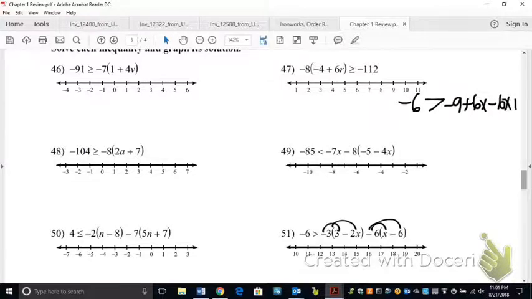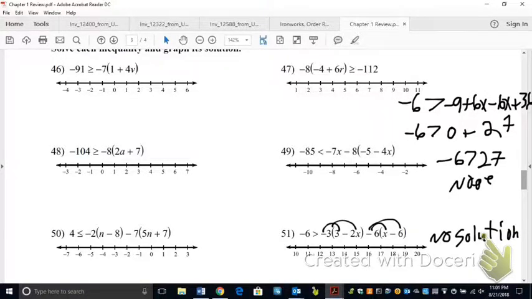minus 6x plus 36. So notice here, we're going to get negative 6 is greater than, and then the 6x's cancel out. So we have 6x minus 6x, that's 0. Then we have negative 9 plus 36, or 27. So that leaves us with negative 6 is greater than 27. Well, when is that true? That's never true. So this is going to have no solution.